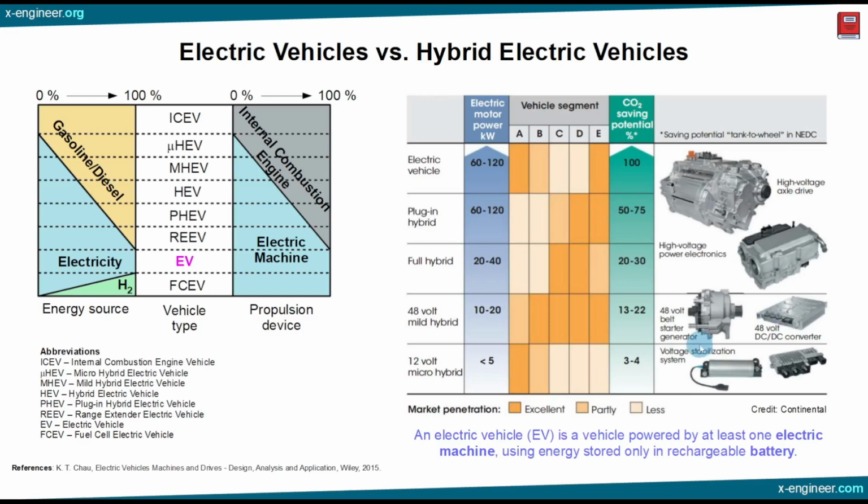For 12 volt micro hybrid systems, you have a voltage stabilization system, and also you have a specific battery which allows for deeper discharge compared to a normal internal combustion engine vehicle. In conclusion, an electric vehicle is a vehicle powered by at least one electric machine, which is using energy stored only in rechargeable batteries.